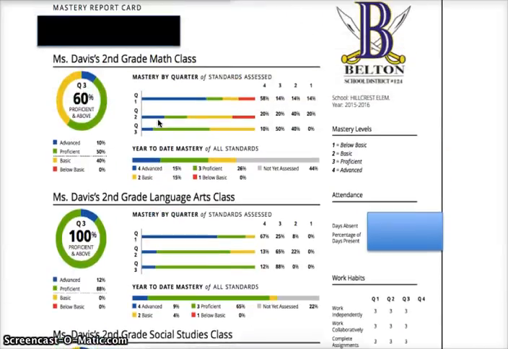So if you come back up here, this sample report is for math, and it says 60%. That means out of all the Common Core standards for math, the ones that I've assessed for this quarter and for this year, 60% of them are at proficient or advanced. That's that 3 or that 4. You can see quarter 1, quarter 2, and quarter 3, and you can compare the differences.